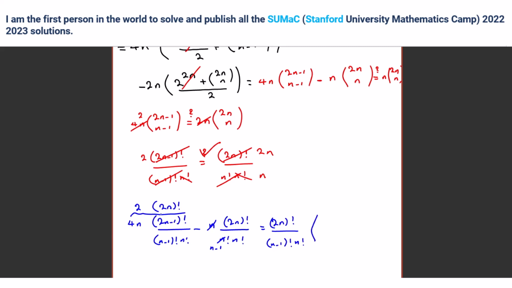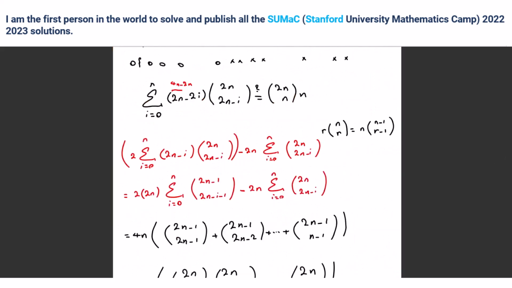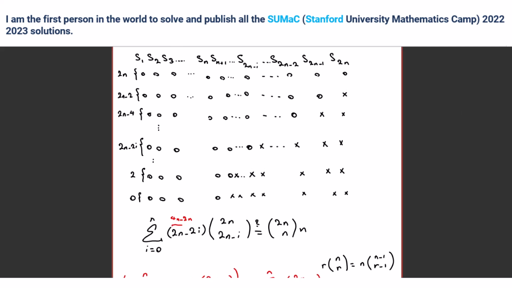So we have 2n factorial, we have 2 here, minus 2n factorial, 1 over (n minus 1) factorial, minus 1. So it would be this one. It's 1, so it's 2n factorial over (n minus 1) factorial, n factorial. So you can multiply it by n and divide it by n. Now one part is left here.